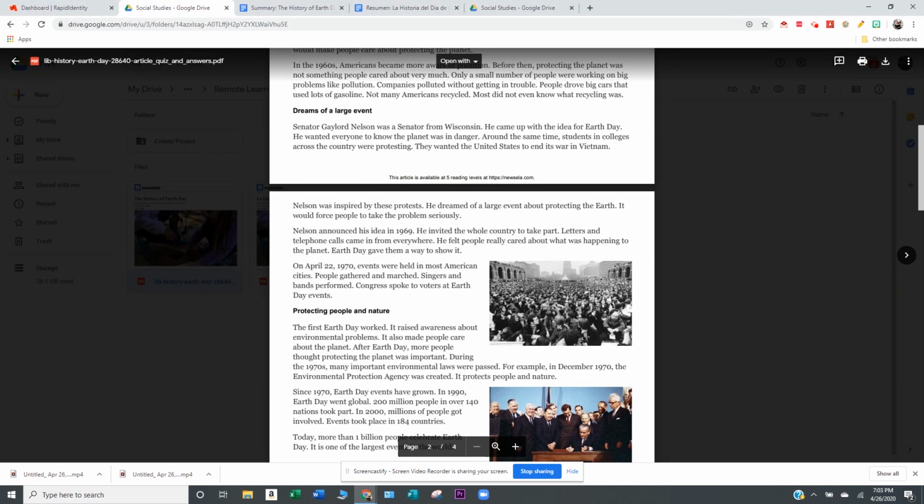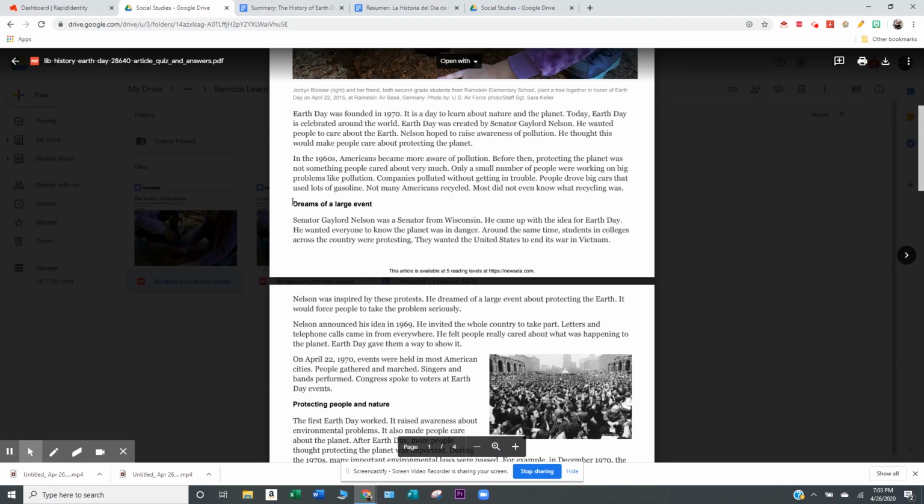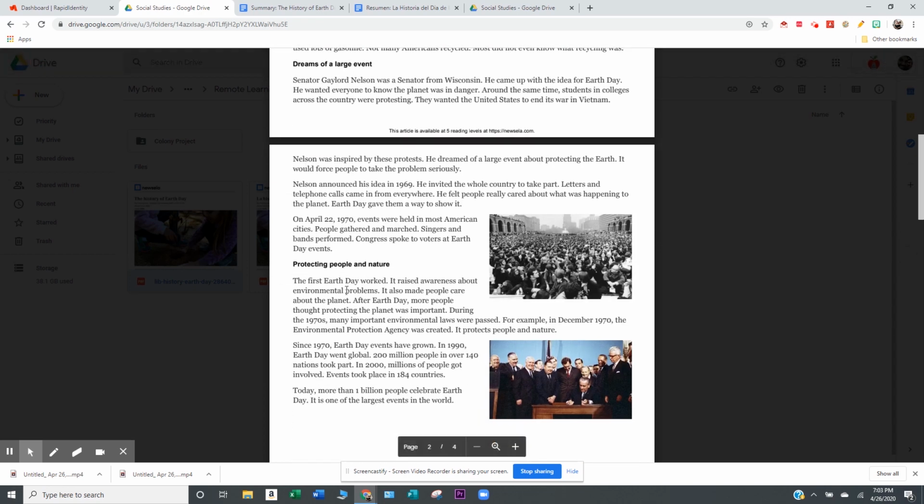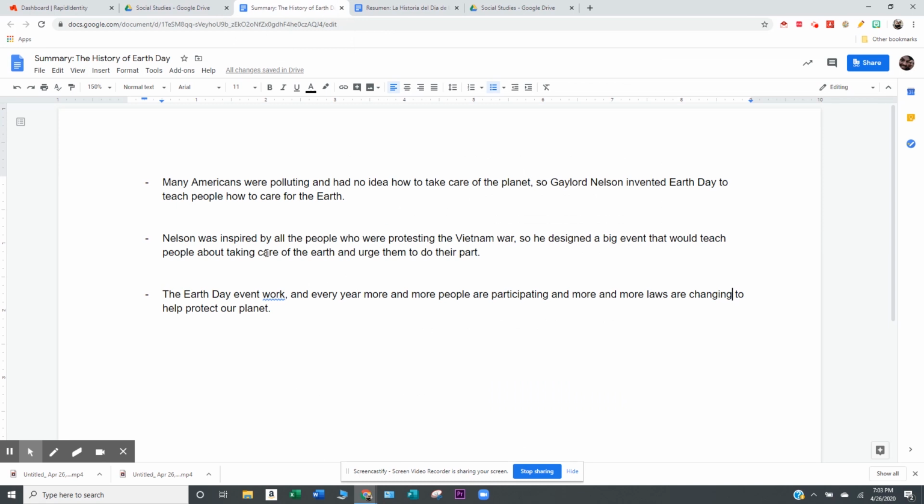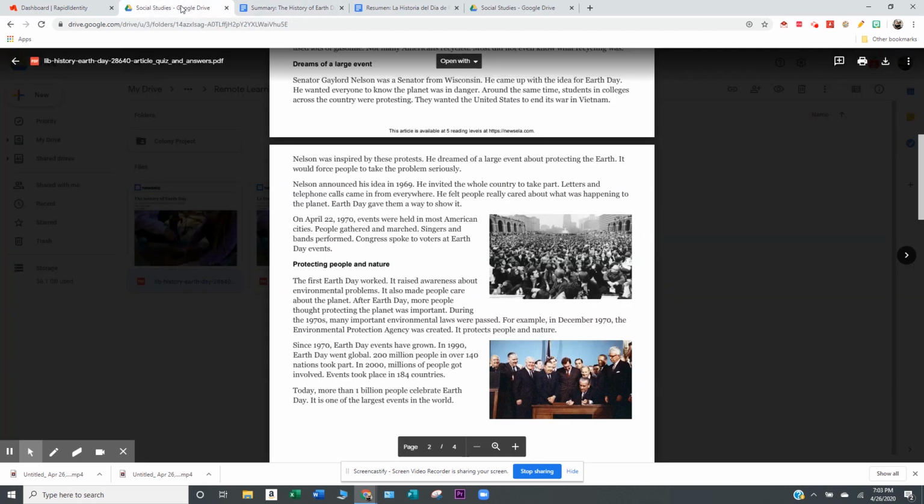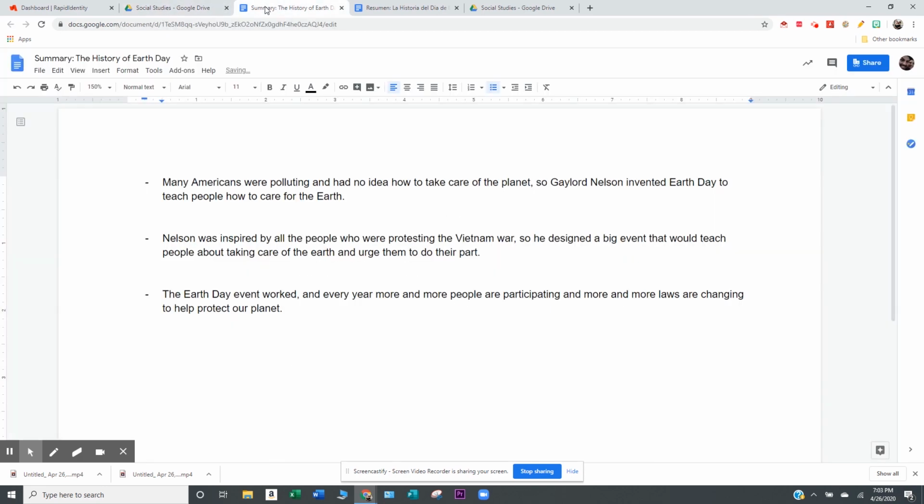All right, after reading the second section, Dreams of a Large Event and Protecting People and Nature, I came up with these main idea sentences. The second section was Nelson was inspired by all the people who were protesting the Vietnam War. So he designed a big event that would teach people about taking care of the earth and urge them to do their part.